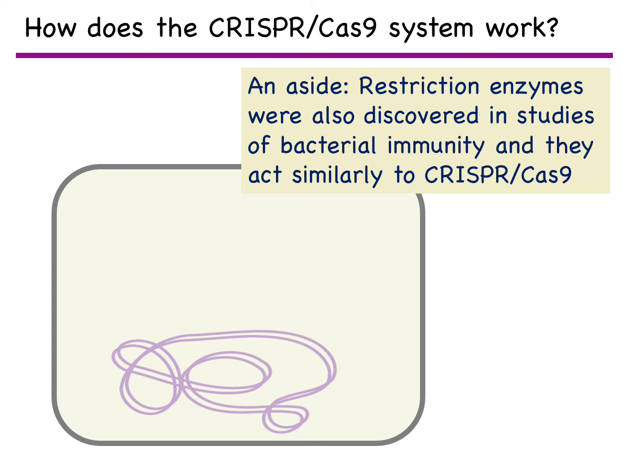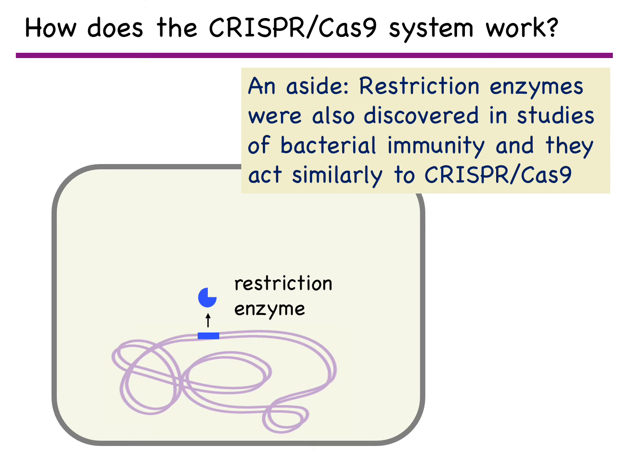As an aside, I have to say something you guys talked about in the first half of the class, the use of restriction enzymes to make libraries and so forth. So it turns out restriction enzymes were also discovered in studies of bacterial immunity, and they act similarly to the CRISPR-Cas9 system. So I'll just describe that briefly before I continue on and talk about how the CRISPR-Cas9 system is being used for gene editing.